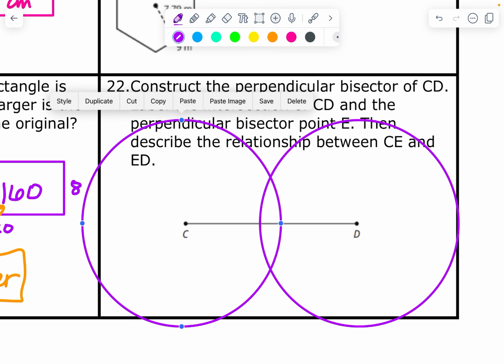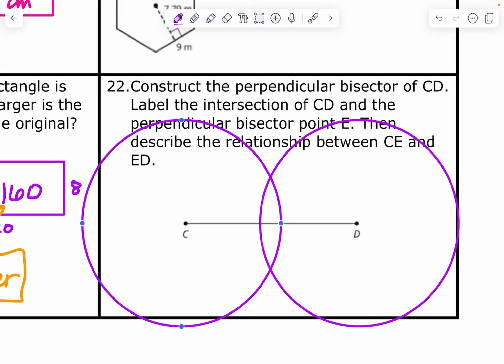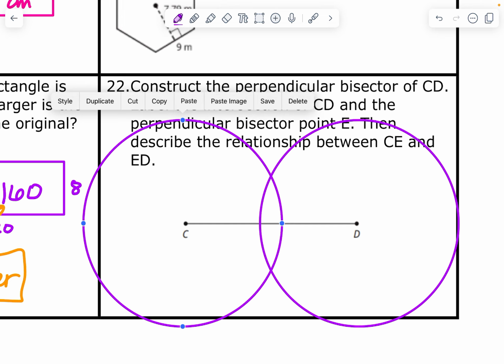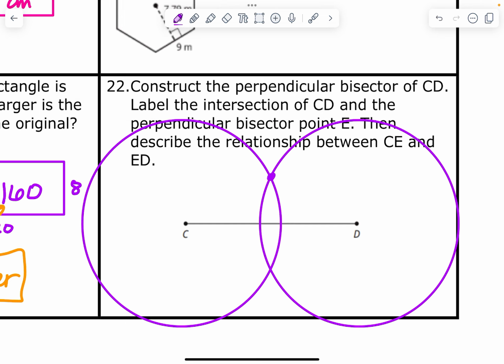Okay, and then you're going to draw a line that goes through both of these intersections like that. Is that straight? It looks straight to me. It's straight, but it's not centered. All right, bam. And then we have to put the point E. Point E goes here. And I'm going to erase the rest of this because it's unnecessary now that we have that.